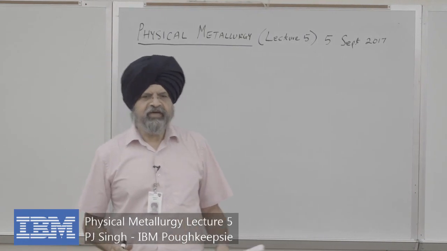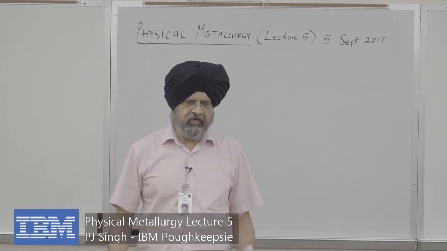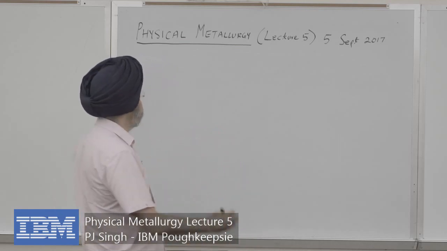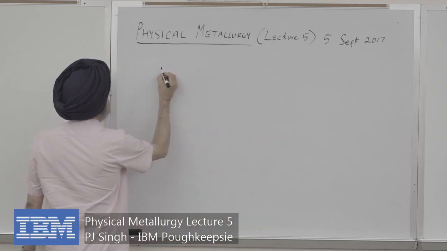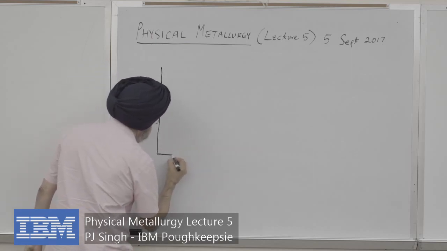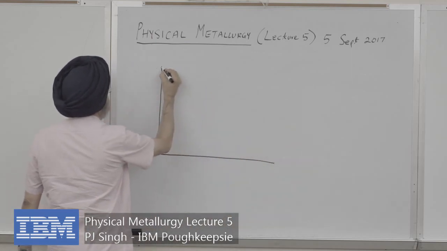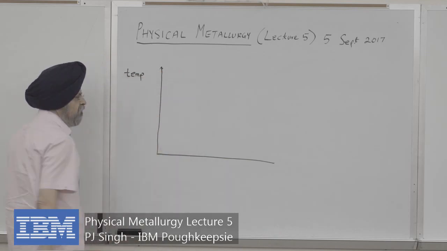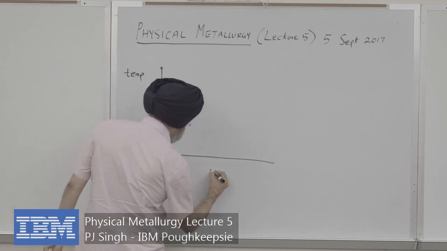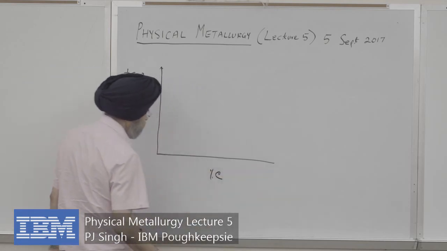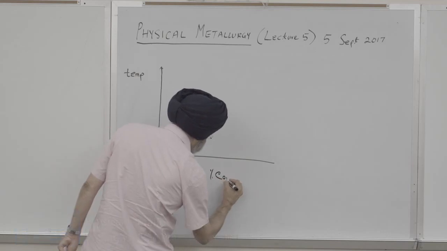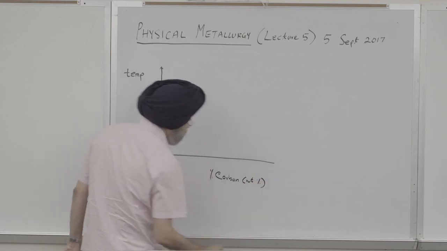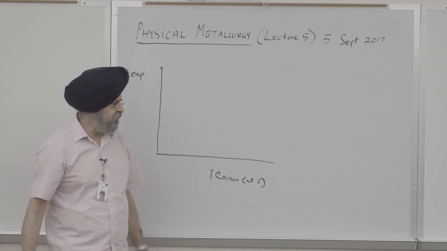So let me recap what we have done last week. I'm going to draw the iron carbon diagram again, just as a recap. In the iron carbon diagram, we have, as always, temperature on the vertical axis and percent carbon on the horizontal axis. This is weight percent, always. In metallurgy, we always use weight percent.